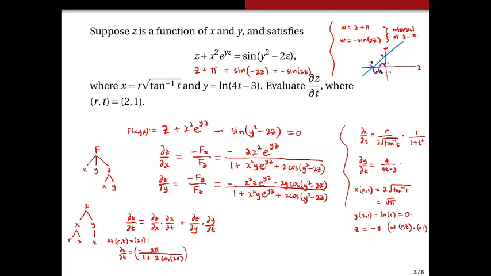And then for partial x with respect to t, evaluated at r comma t equals 2, comma 1. So we look at this part here, okay? We will have r times 1, so r, that's equal to 2, divided by 2 times the square root of tangent inverse of 1, that's pi over 4. Okay. And then times 1 plus t squared. Oops, sorry, t equals 1. So 1 plus 1. So that's for this part here.